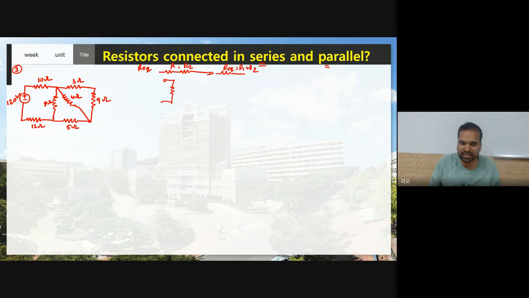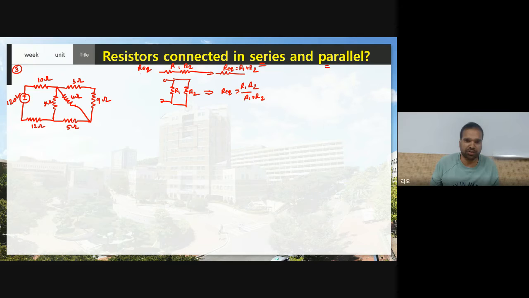Now the same resistors are connected in parallel. That means different current is flowing in R1 and R2. So you can write R equivalent equal to R1 into R2 by R1 plus R2. What you can understand from this is, if elements are connected in series, the current is the same at R1 and R2. If elements are connected in parallel, the current will be different at R1 and R2, and that depends on the R1 and R2 resistance values.